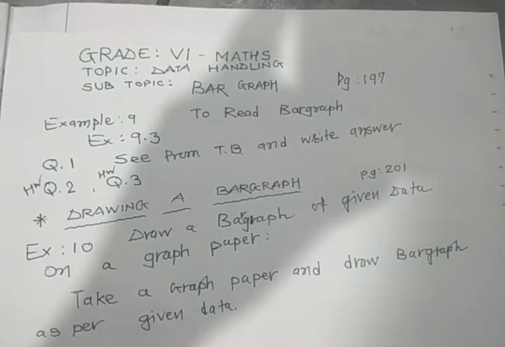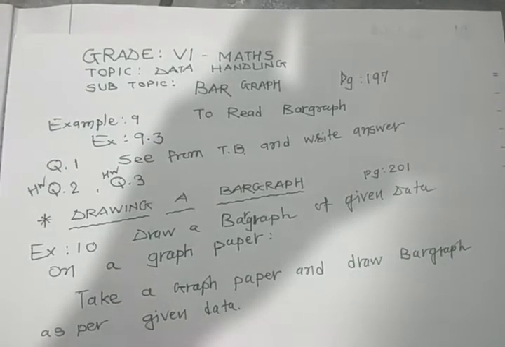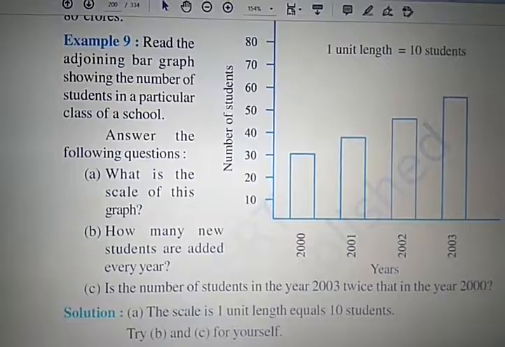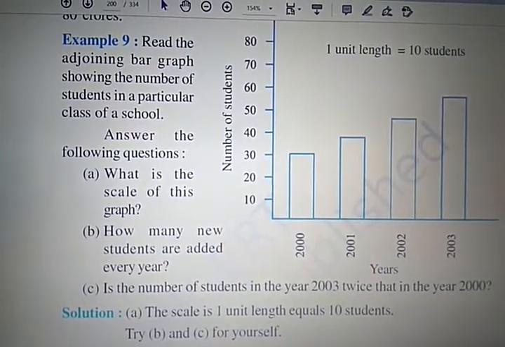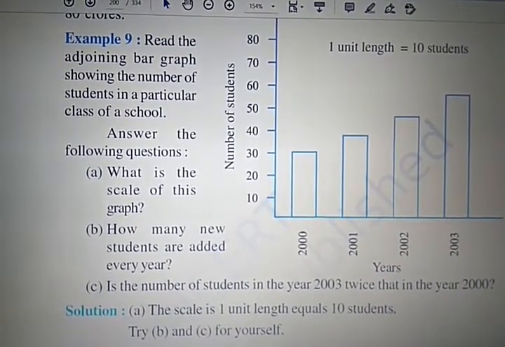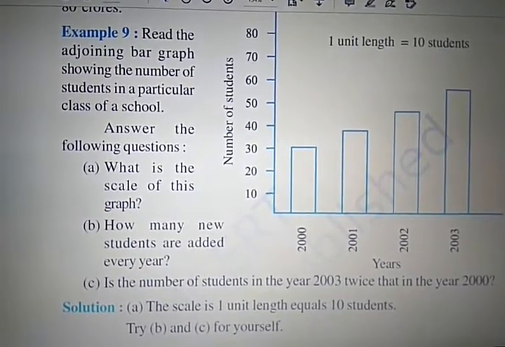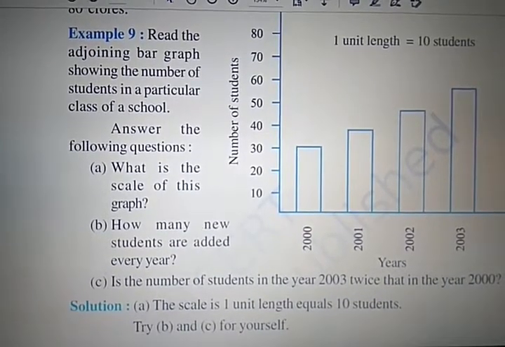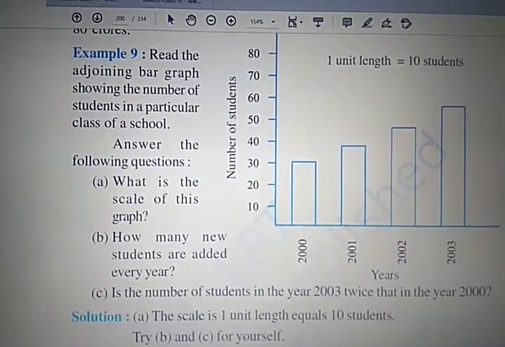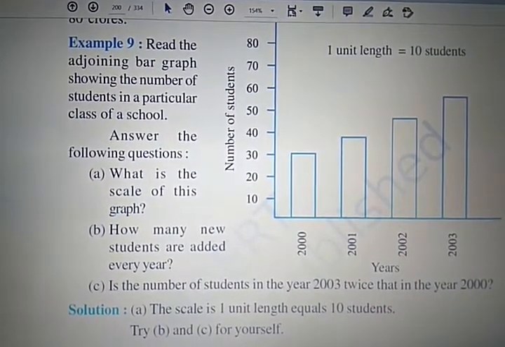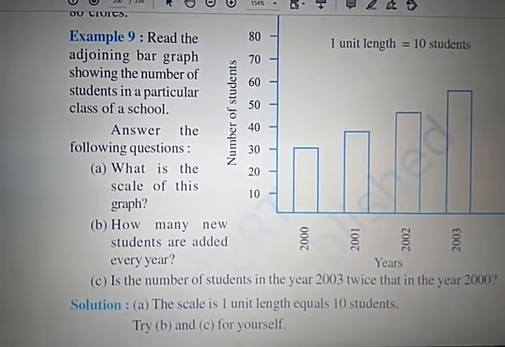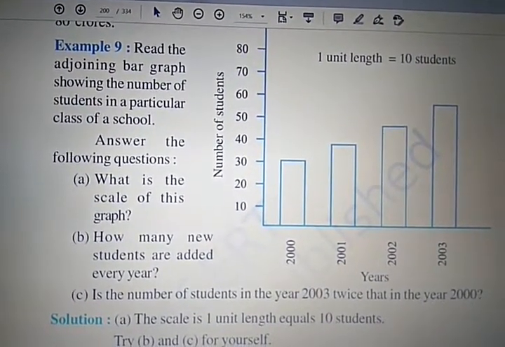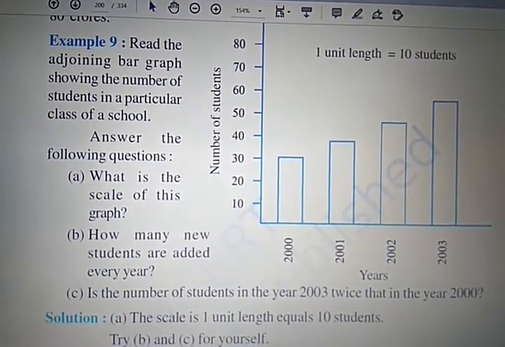So first of all, students, open page number 197 where we are going to see how to read a bar graph. Okay students, this is example number 9. Start from example number 9, page number 197. Read the adjoining bar graph showing the number of students in a particular class of school. Answer the following. Here the bar graph is given in the form of questions. You have to read and observe the bar graph and get the answers to the given questions.